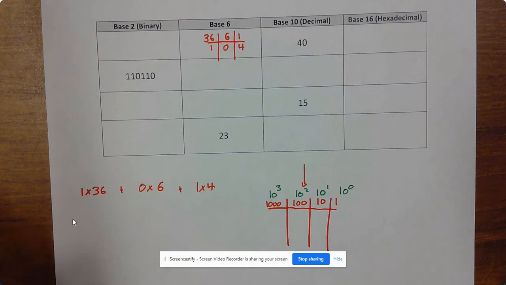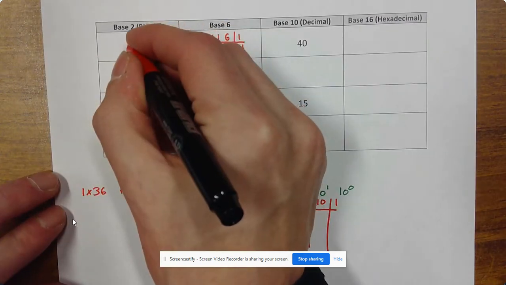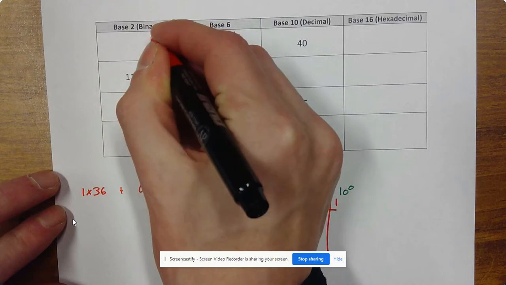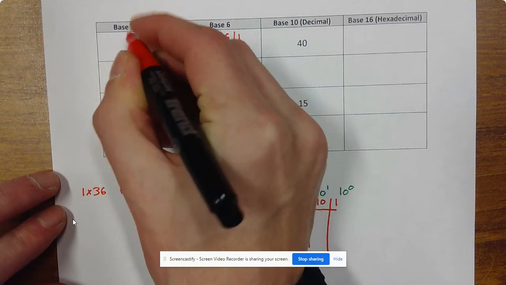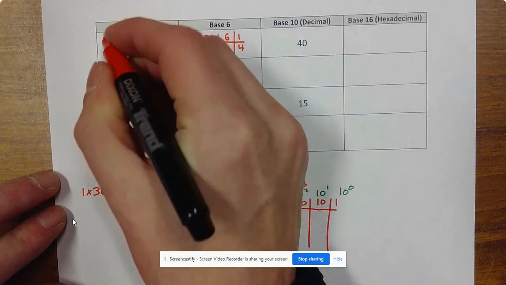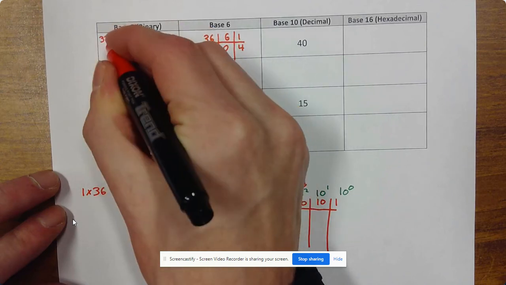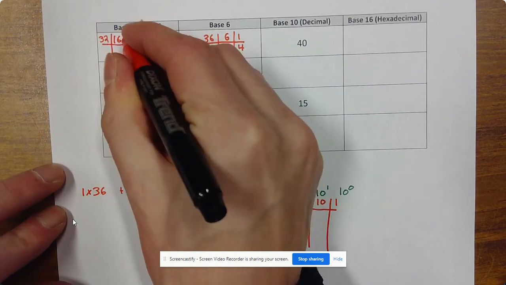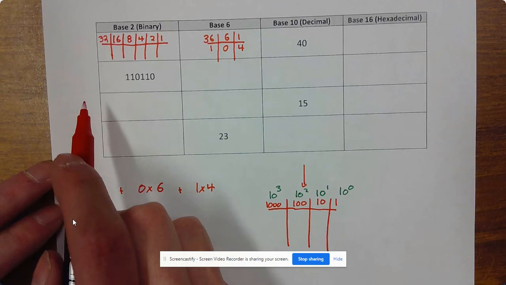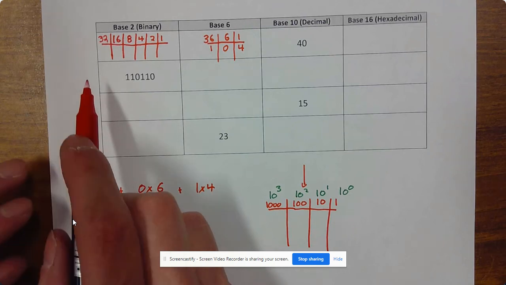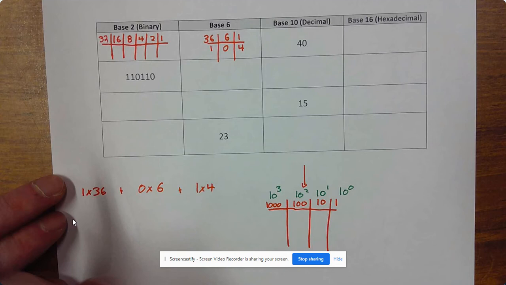Let's put this same number into base 2. So base 2, binary, each place value represents a power of 2. So instead of each place value getting 10 times larger, it's going to get 2 times larger. And I don't need to go any further. I wouldn't have anything in the 64 column because my number from base 10 is only 40. So if I'm converting 40, it's going to be 1 32.